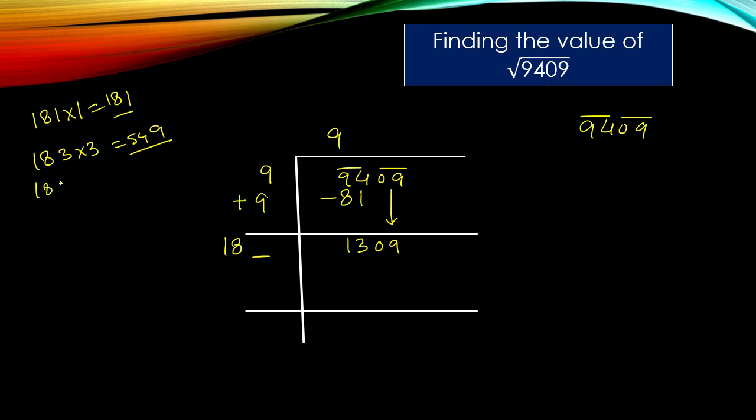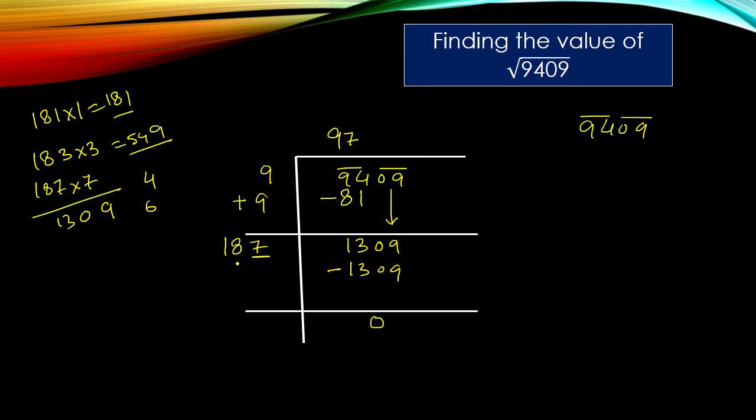If we put 7 here and multiply the number by the same digit, 7 sevens are 49, write 9, carry 4; 7 eights are 56 and 4 is 60, carry 6; 7 ones are 7 and 6 is 13. So 187 multiplied by 7 gives the result 1309, exactly the same. So our remainder is 0.